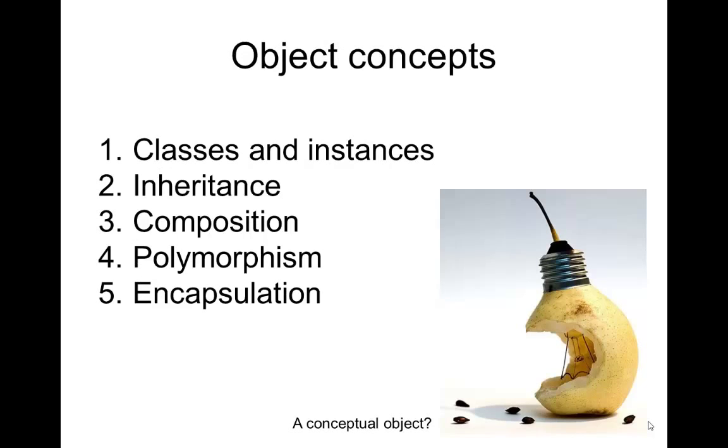All right, object concepts. These 5 components are what, to me, form the basis of the object model. And if you understand these concepts, you basically understand the object model, and it's just a question of how that object model is implemented in different databases and programming languages. So we've got classes and instances, inheritance, composition, polymorphism, and encapsulation. We'll run through these.